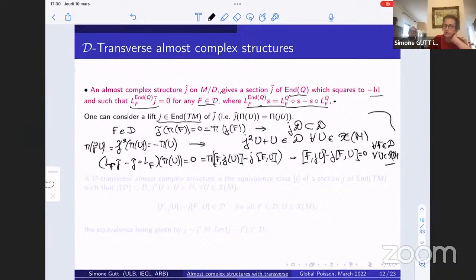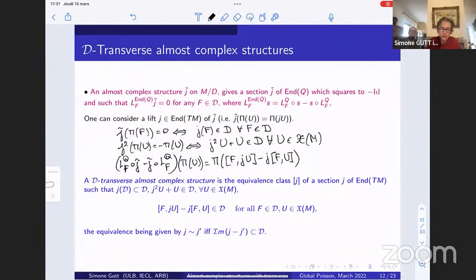And you see that the condition on the right-hand side can be defined again in this much more general setting. And so we shall say that a D transverse almost complex structure is the equivalence class of a section of the endomorphisms of M, which maps D into D, such that J square of U plus U is in D for any vector field U, and such that the Lie derivative of J in the direction of a vector field of D has its image in D. And of course, the equivalence class is when two such J's project on the same J tilde, so J is equivalent to J prime if and only if the image of the difference is in D. So this will be what we called a D transverse almost complex structure.